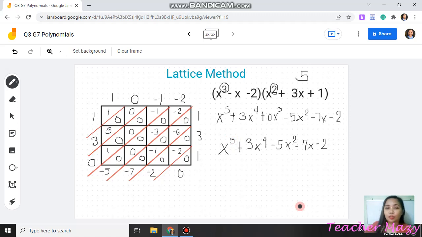Okay, so that's how you use the lattice method in multiplying polynomials. So you can multiply any polynomials using this method.